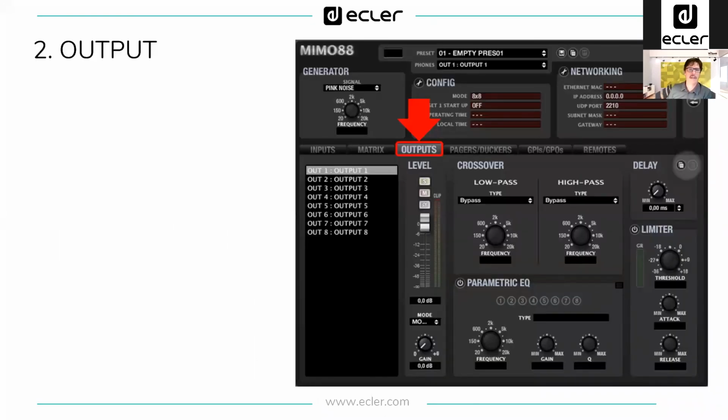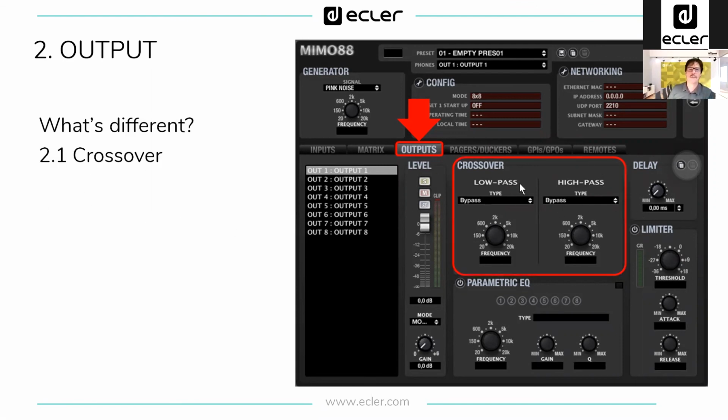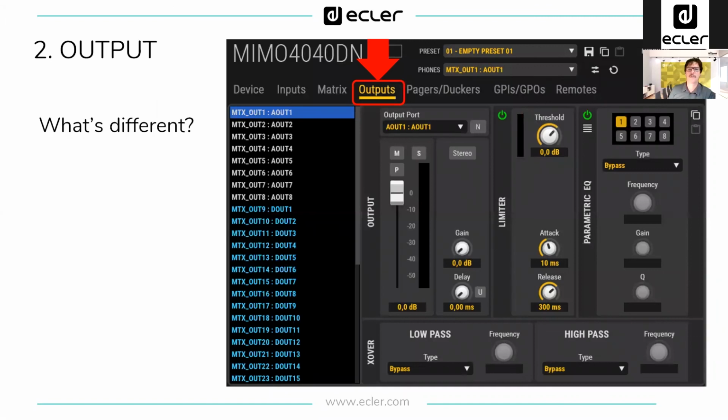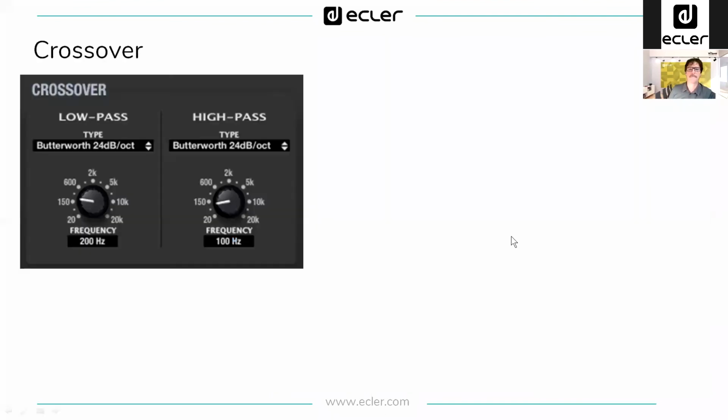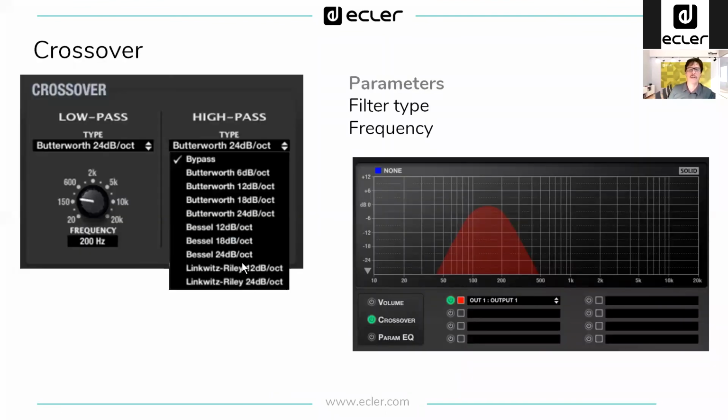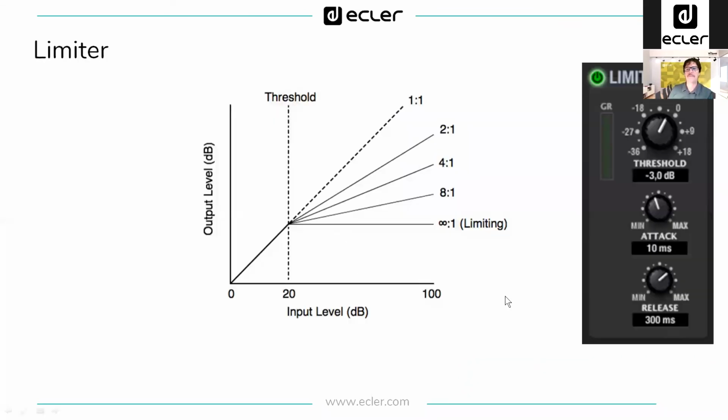About the outputs, we have more or less the same parametrics, if it's stereo or not, the delay. So what's different? We have crossover and the limiter. Here we have the crossover and the limiter. For the crossover, we have several different filters. It can be seen also from the graph. And we have a limiter, with the usual parameters of a limiter. A limiter is like a compressor, but up to the limit, an infinite compressor.